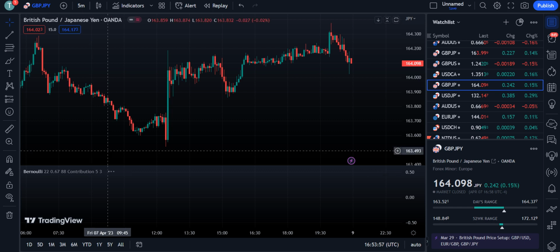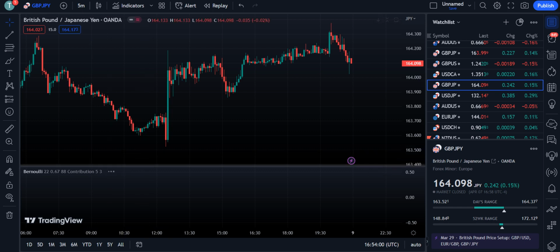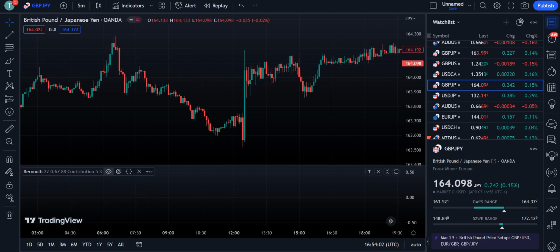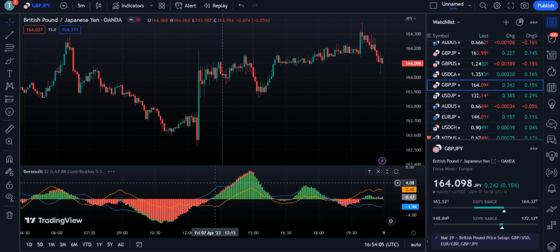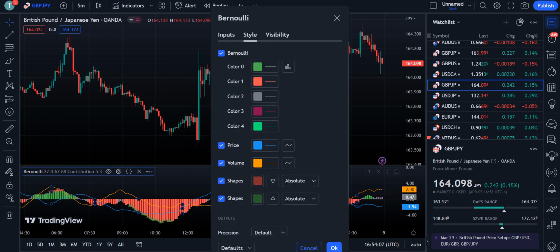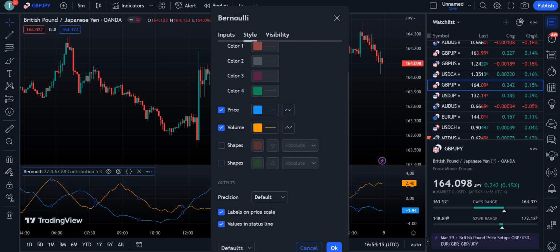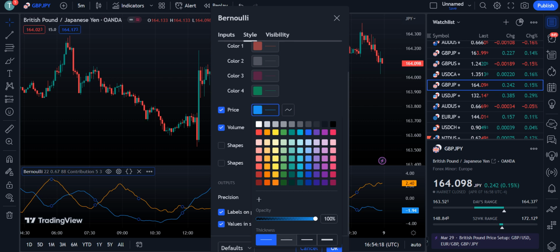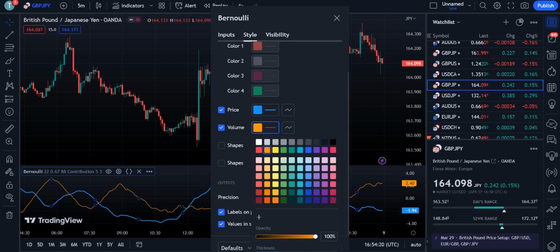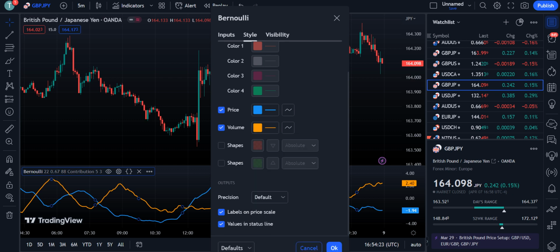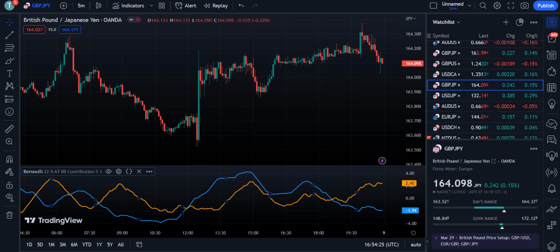Now you are going to make adjustments to this indicator, and I will tell you about that here. Let's wait for it, yes, here it is. You have to uncheck this option, plus you have to uncheck the shapes, both of the options, and you have to go into the price and into the volume. You have increased the thickness, and that's okay. I want to tell you more: the blue color line is showing us the price and the yellow color line is showing us the volume of this Bernoulli process indicator.